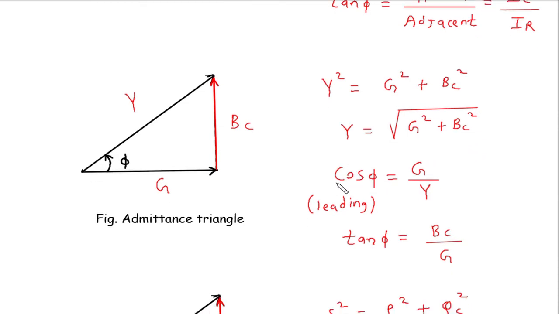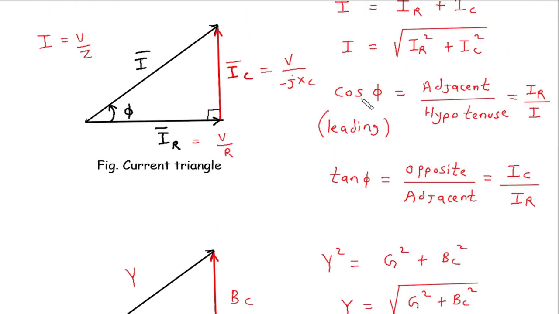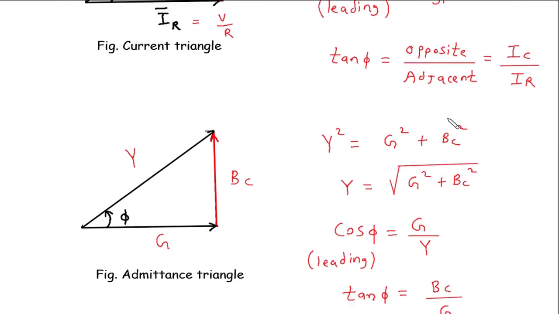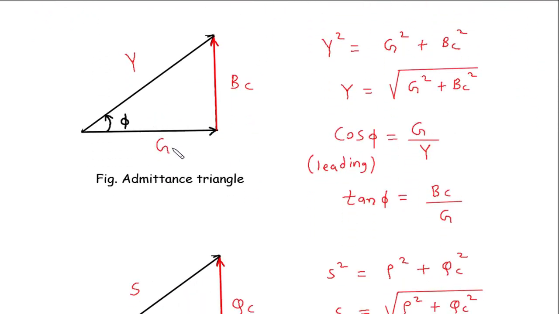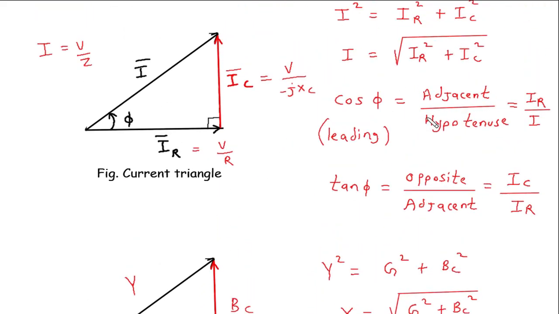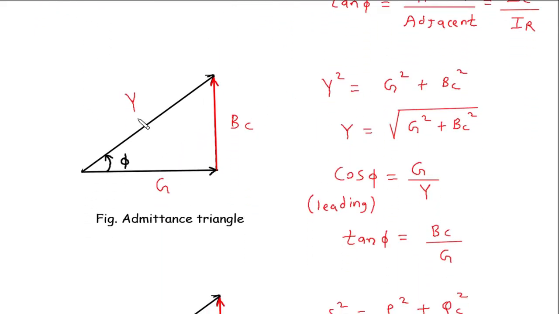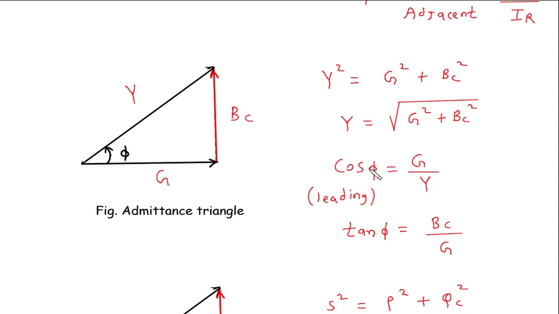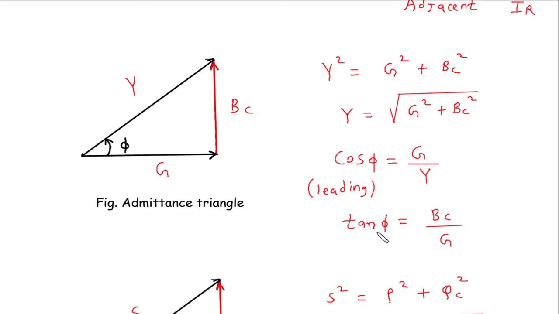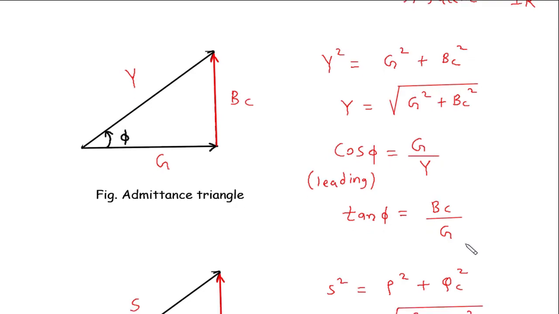Then the power factor cos phi is again adjacent upon hypotenuse. Here the adjacent side is G and the hypotenuse is Y. So cos phi is equal to G by Y, and this cos phi will be again leading because of the capacitor. And tan phi is equal to opposite upon adjacent. The opposite side is BC and the adjacent side is G, so tan phi is equal to BC divided by G.